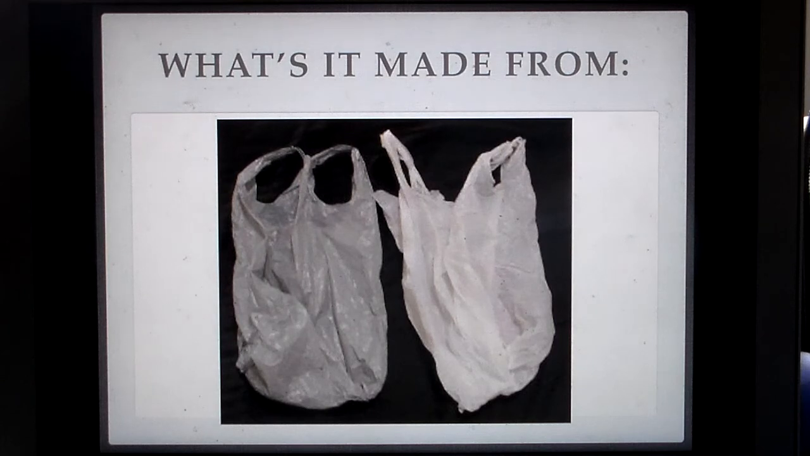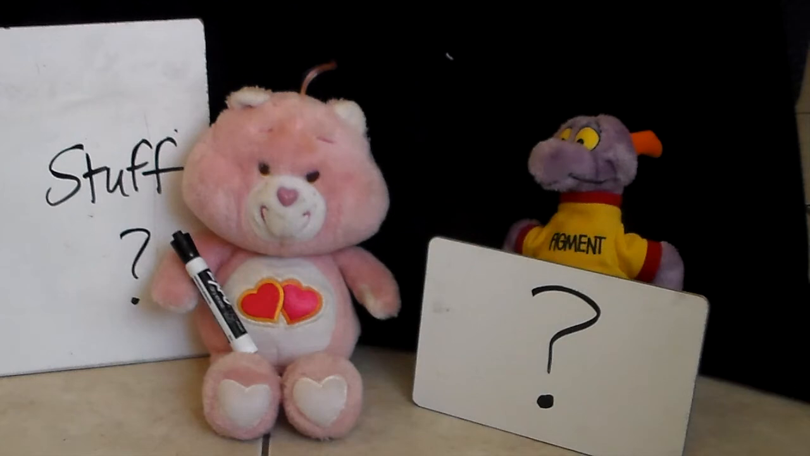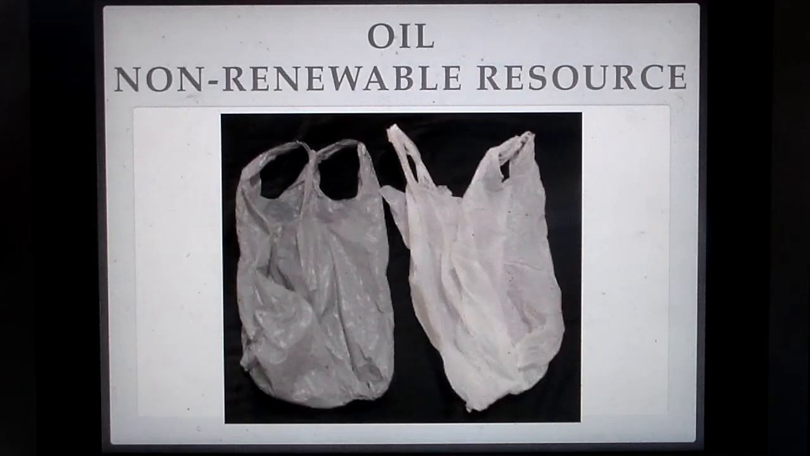Next one, we got some plastic grocery bags. So what are plastic grocery bags made of? And I know many of you right now are writing down plastic, but what is plastic made of? Okay, so let's see, we have no idea, but I guess that doesn't surprise me seeing as your brains are made out of cotton stuffing. So what is the actual answer? Okay, believe it or not, plastic is made from oil, and a bunch of other chemicals that go with that, but the main resource is oil, and oil is a non-renewable resource.